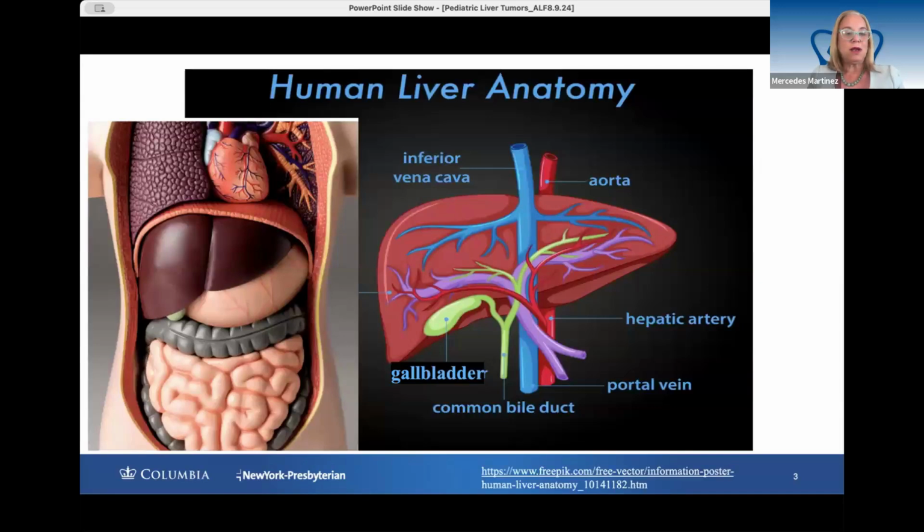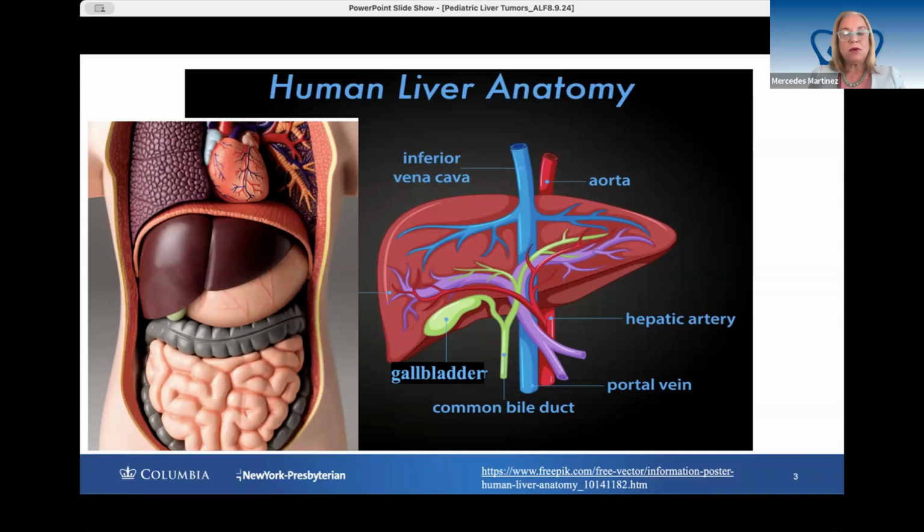Let me introduce you to the liver. It is the largest organ in the body, located in the right upper quadrant of the abdomen, just beneath the diaphragm, and on top of the stomach, intestine, and kidneys. On the right side, I have a cartoon demonstrating that the inflow of blood to the liver comes from two sources: the hepatic artery that brings oxygenated blood, and the portal vein that brings nutrient-rich blood coming from the intestine. This dual blood supply of the liver is unique. No other organ in the body has blood coming from two sources.